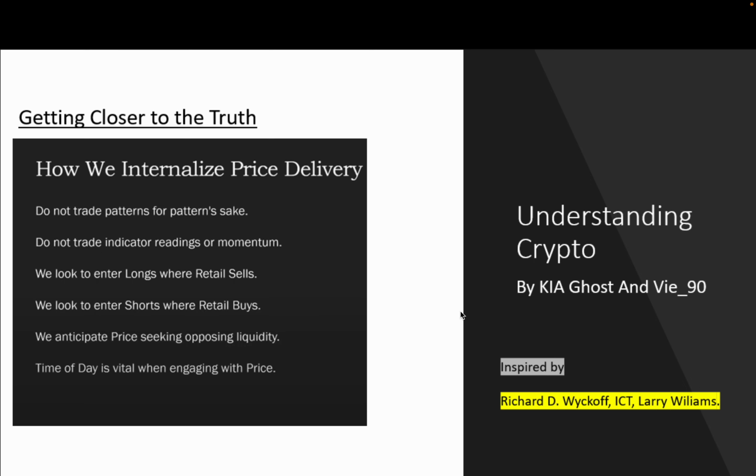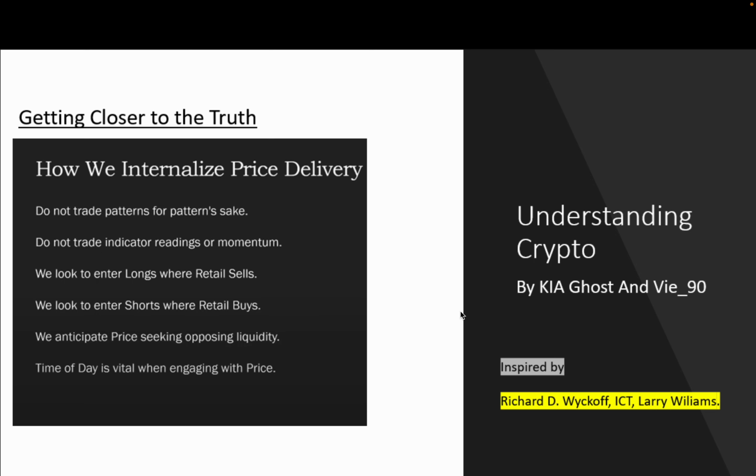This concept of trading is inspired by Richard D, ICT, and Larry Williams. Some of you might have heard those names before, and if you have not, you have now. So, getting closer to the truth, okay? We do not use patterns, okay?